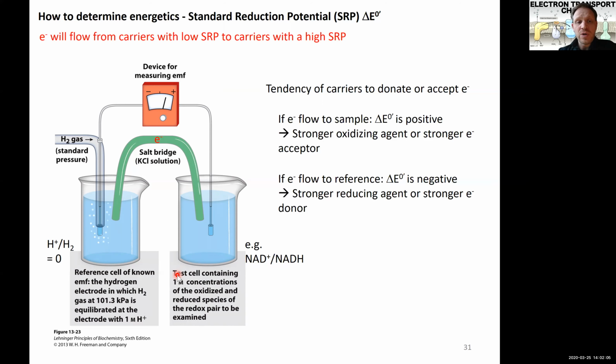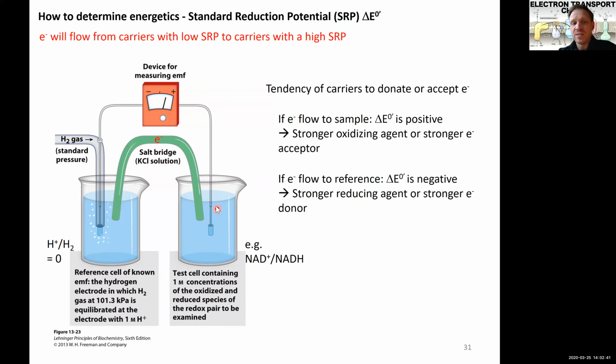Now what we can do is connect these beakers and the solutions with a salt bridge, so we can allow electrons to flow, and we can add a voltmeter to measure this. So we can now have different scenarios, right? We can have electrons flow either from the reference to the sample or vice versa. And so these values we can then use to calculate the SRP. And so there are two possibilities now, right? There would be one possibility where the electrons flow from the reference to the sample.